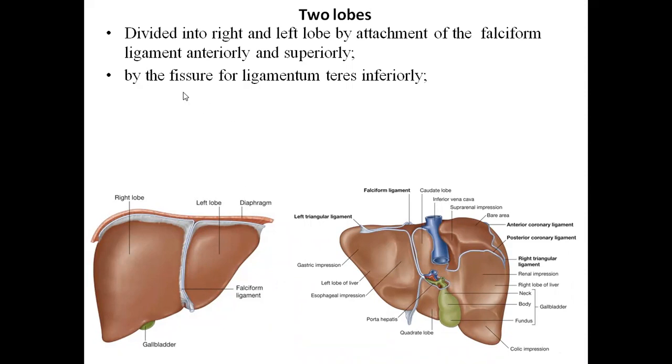And by the fissure of ligamentum teres inferiorly. So the falciform ligament divides anteriorly and superiorly the liver into right and left lobe, whereas inferiorly it is divided into 2 lobes by attachment of ligamentum teres, that is located here. I just mentioned that on the anterior surface, ligamentum teres.